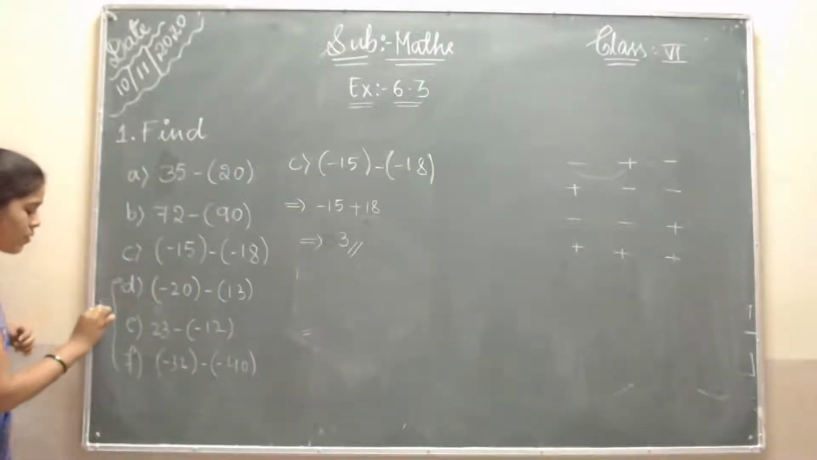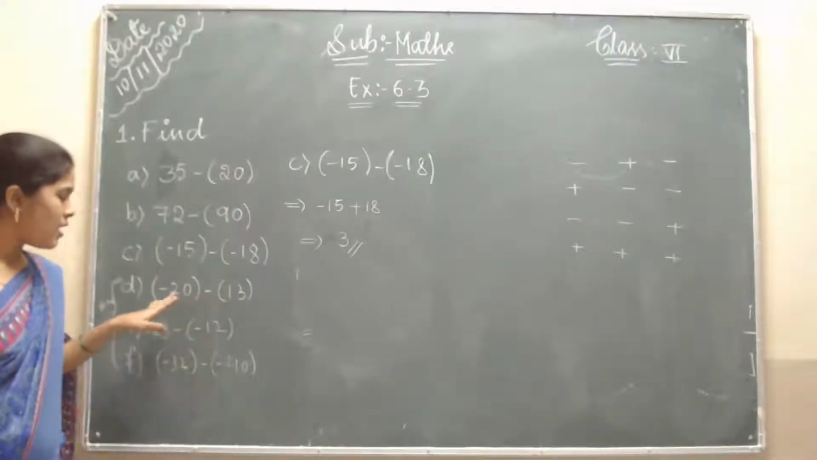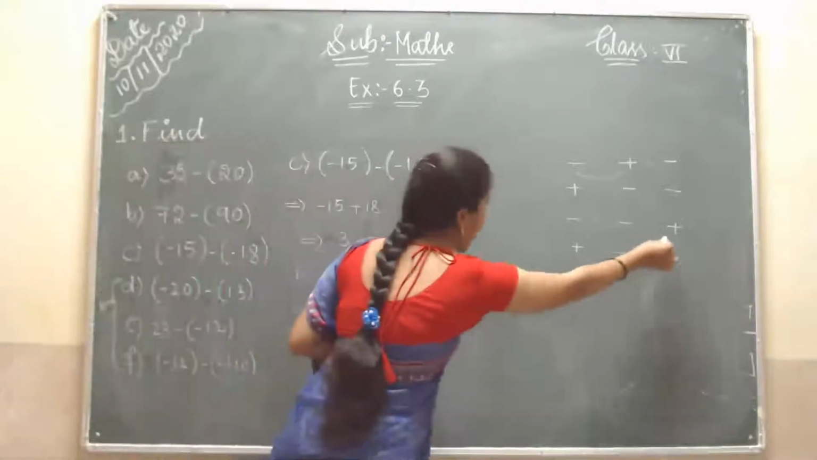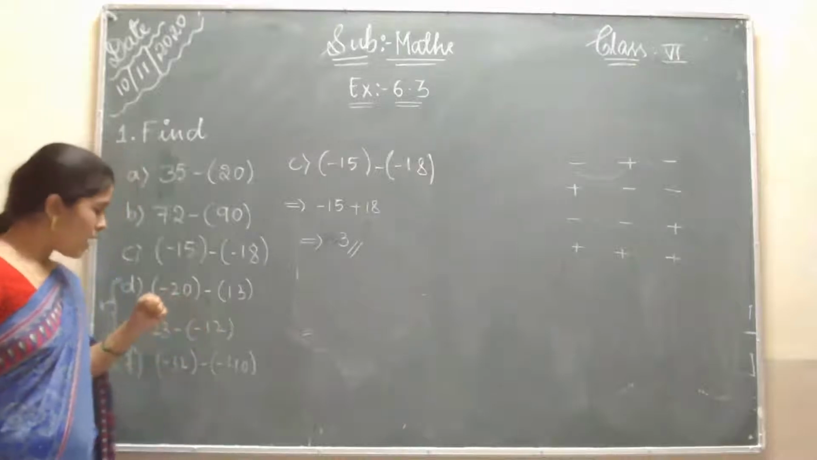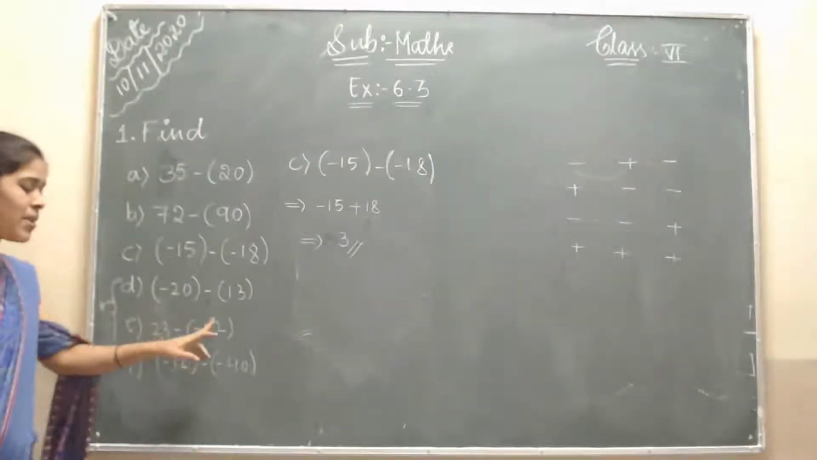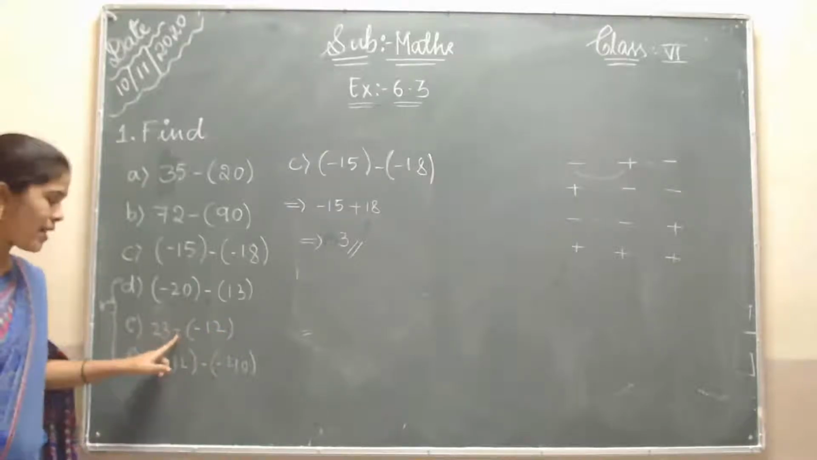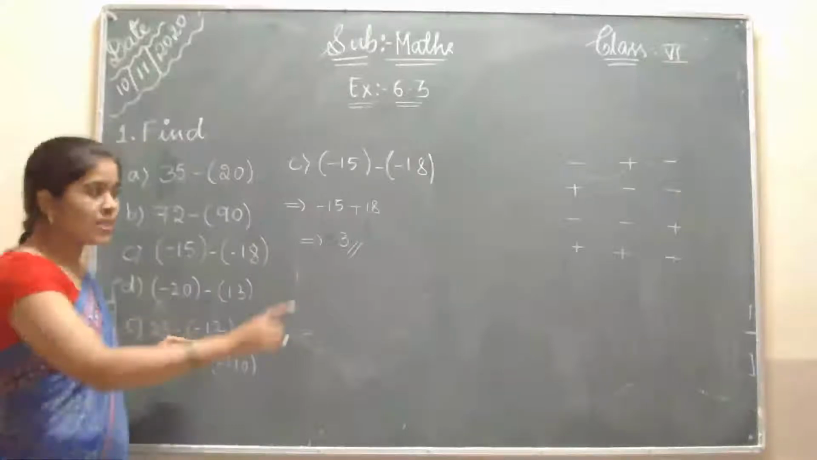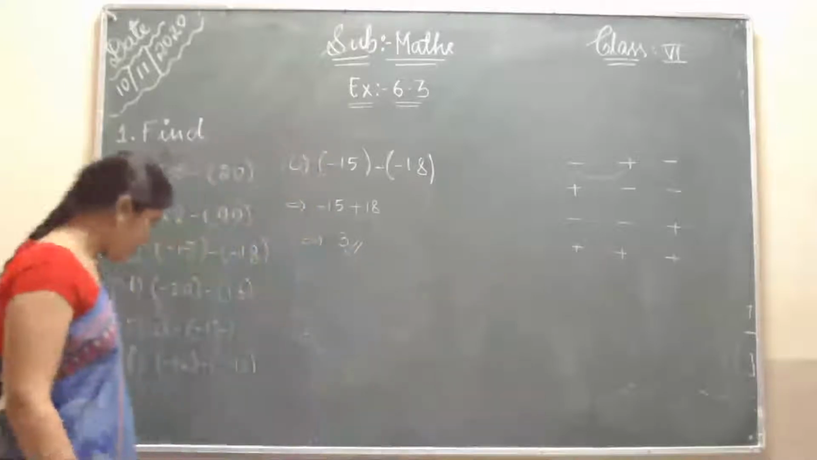Take this homework. Remove the brackets. Minus minus: here there are two minus signs, so we have to add and write the greater number's sign in the answer. Here also it is the same: 23 minus minus plus 23 plus 12. The answer is positive because here minus minus is plus, and 23 is also plus and 12 is also plus. Last rule, fourth rule: plus into plus is plus.